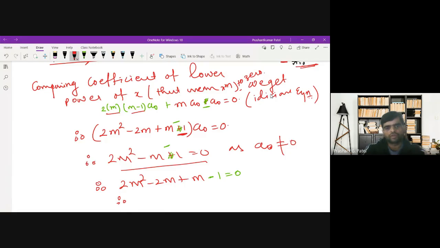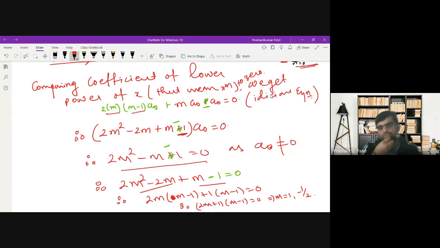So therefore 2m is common out, so it is 2m into 2m minus 1 plus 1 is common out from this, that is m minus 1. So therefore it is 2m plus 1 into m minus 1 equal to 0, that will give you m equal to 1 and minus 1 by 2. So there are two roots of this indicial equation. First one is 1, another one is minus 1 by 2.